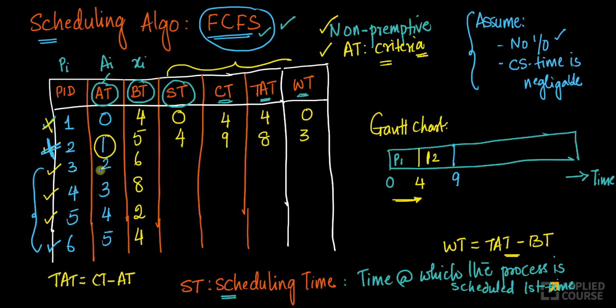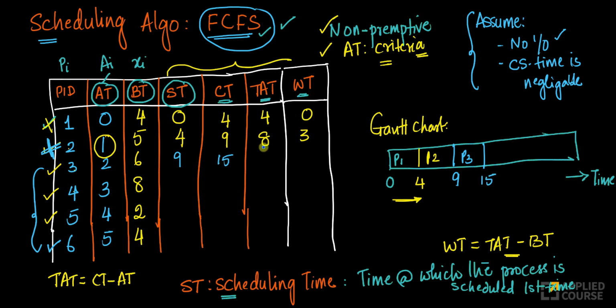This corresponds to process 3. So now I'll schedule process 3. At what time was process 3 scheduled? Process 3 was scheduled at 9 seconds. And it has a burst time of 6 seconds, which means it will complete at 15 seconds. Very simple, right?